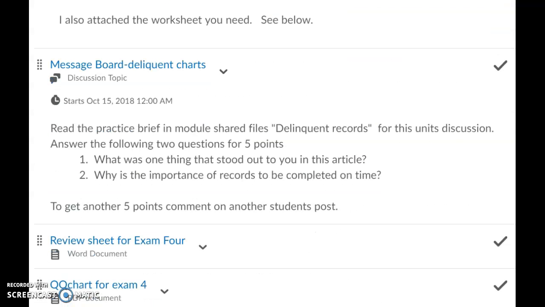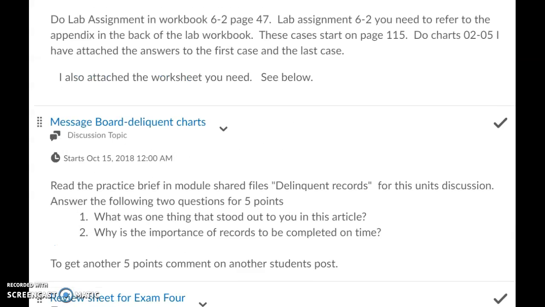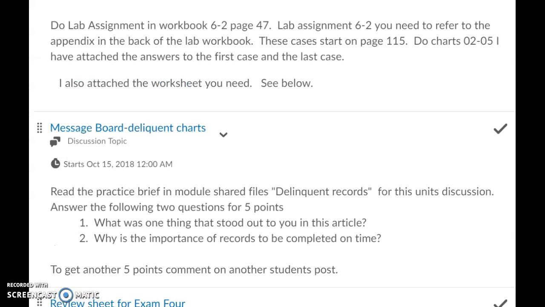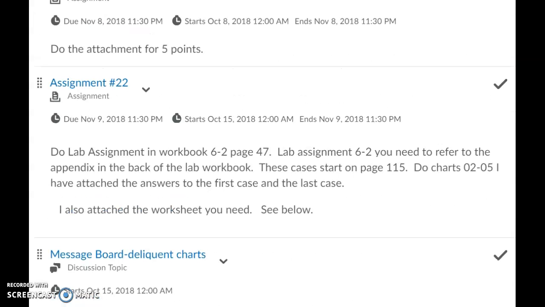And then lastly, we have the message board, delinquent charts. So with this, make sure you read through. It's going to be 10 points for the initial post, and then you need to answer 2 other students to get an additional 10 points total. If you have any questions this week, please ask.